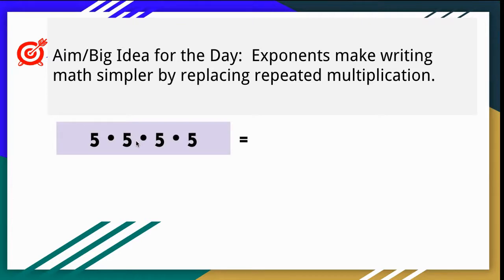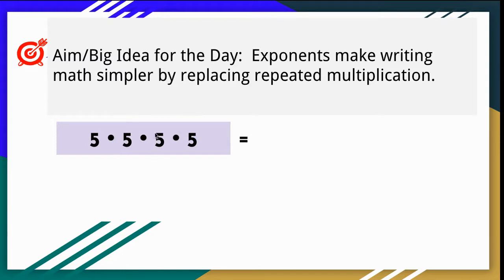So here's an example right here. And by the way, this dot that's in the air, that's not a decimal point. That's a multiplication sign. This is a times sign. So this is 5 times 5 times 5 times 5. And so this is repeated multiplication.